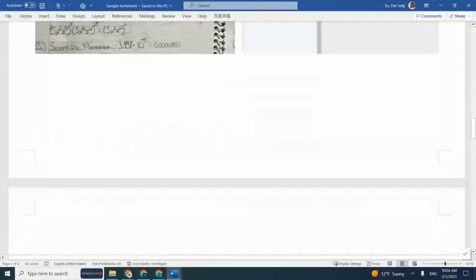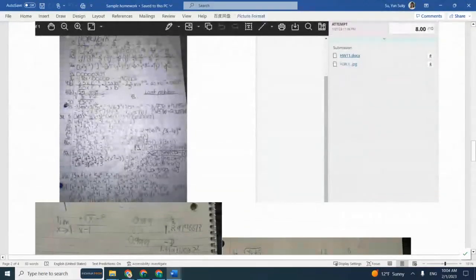Okay? So you can use a cell phone app like CamScanner, or you can email the pictures to yourself, and then use your laptop to download the pictures, and then use Word documents or Google documents to copy and paste the pictures, then save as a PDF. Okay, everybody? All right.